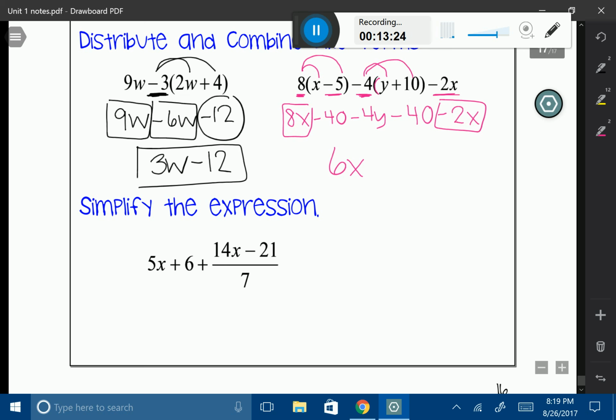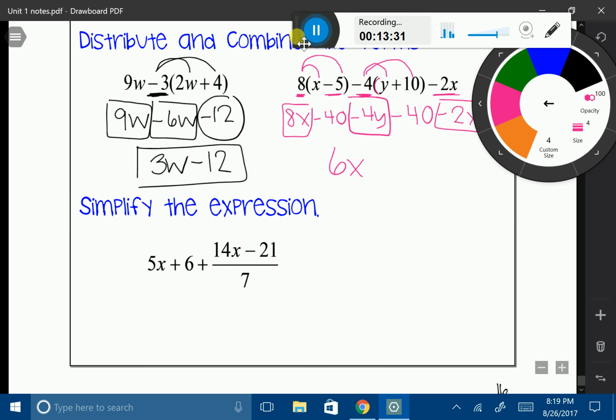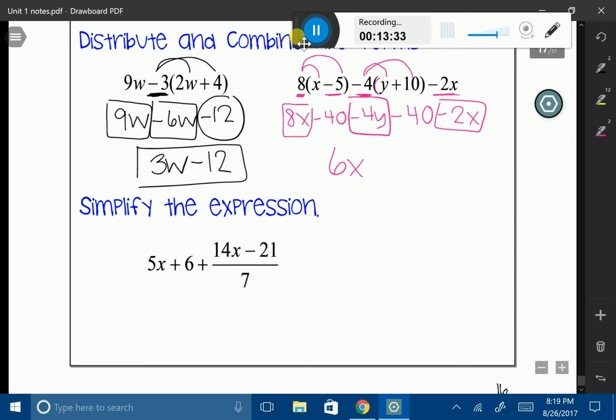All right, let's go ahead and look at my y's. Oh, look, I have a y right here. You know, I'm going to use a different color. I'm sorry. Let's go ahead and use blue, because he's a different term, right? So, different term. He's going to be -4y.